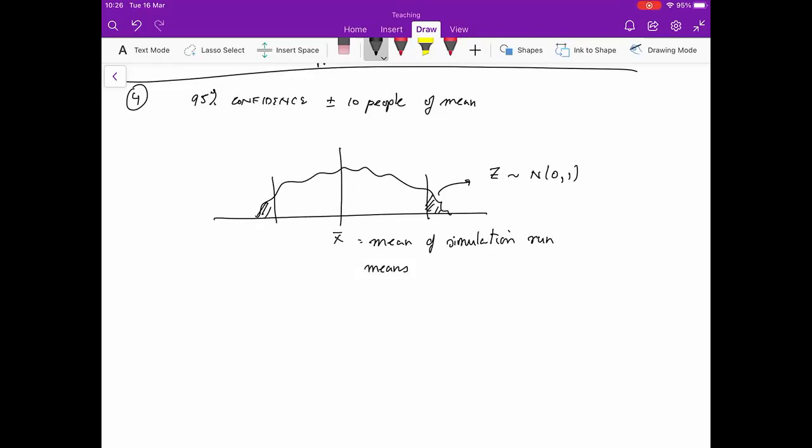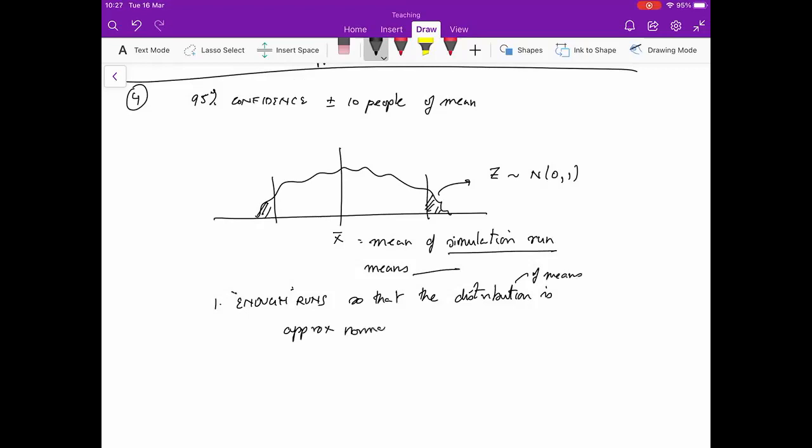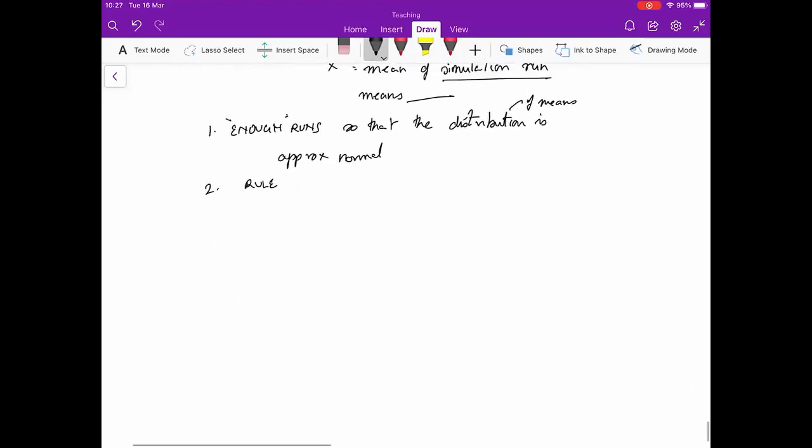To get this to work, we have two things we need to worry about. First, we need to have enough runs so that the distribution of simulation run means is reasonably, approximately normal. And the second is the actual stopping rule itself. So that's why the solution has two parts to it.